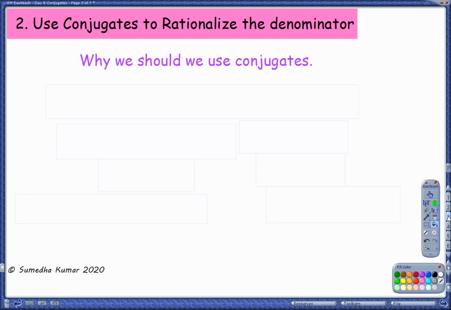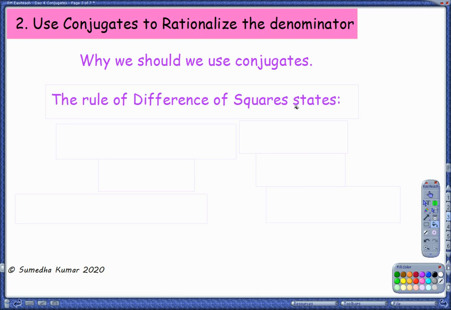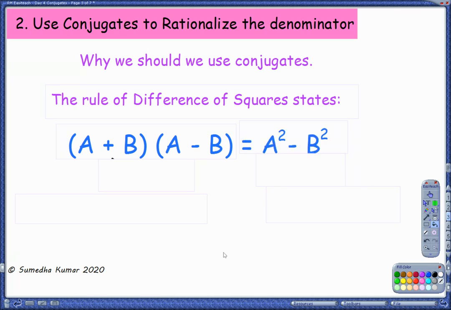Okay, so why do we need these conjugates? All right, so we need conjugates to rationalize the denominator. And here's the reason why. You know that the difference of squares says if you have a sum times a difference, so a plus b times a minus b, the result is going to be a squared minus b squared. And you can find this out by doing actual FOIL on the left side. And this we have done in the previous chapters.